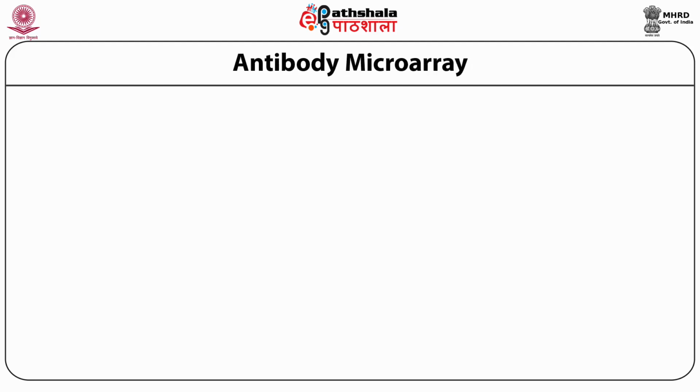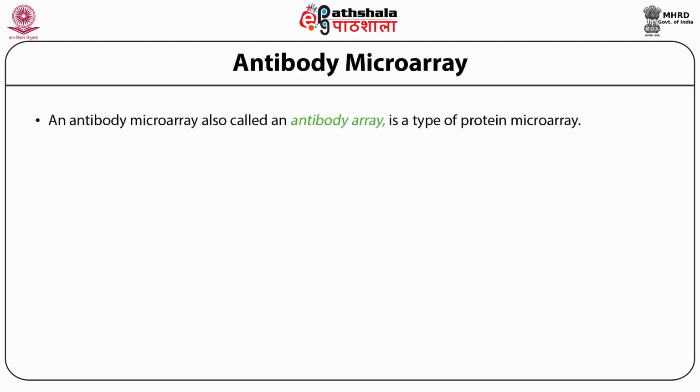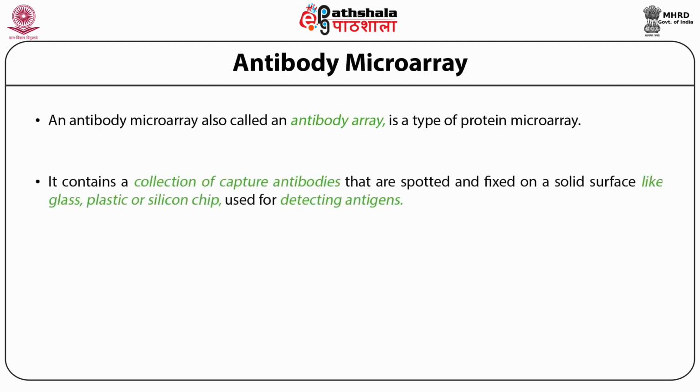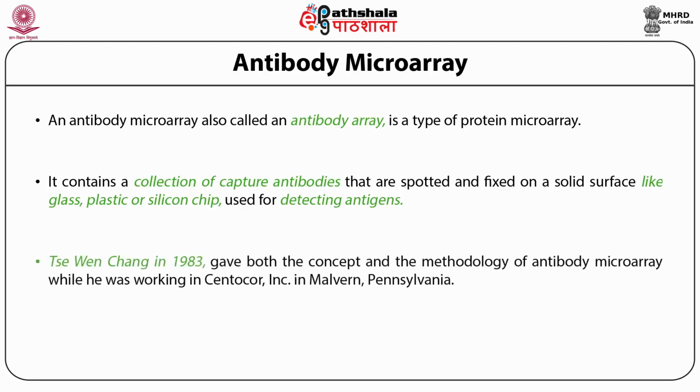Antibody microarray. An antibody microarray, also called an antibody array, is a type of protein microarray. It contains a collection of captured antibodies that are spotted and fixed on a solid surface like glass, plastic, or silicon chip used for detecting antigens. Say Wen Chang in 1983 gave both the concept and the methodology of antibody microarray while he was working in Centocor International in Malvern, Pennsylvania. The term antibody matrix was coined by Chang.